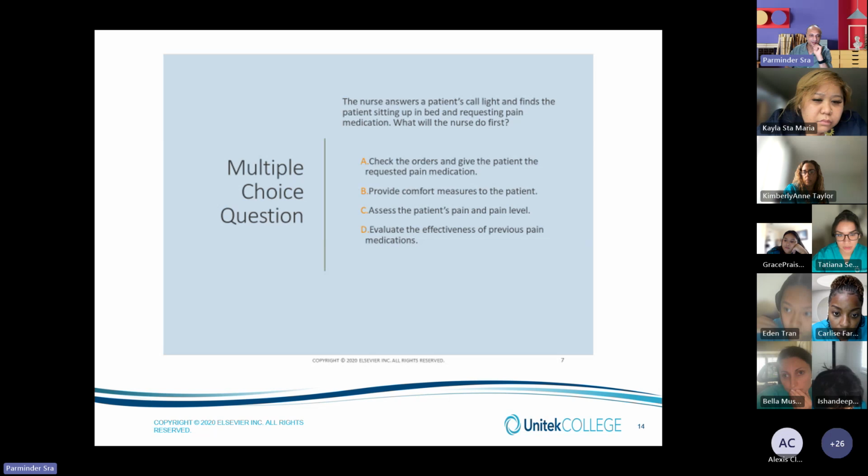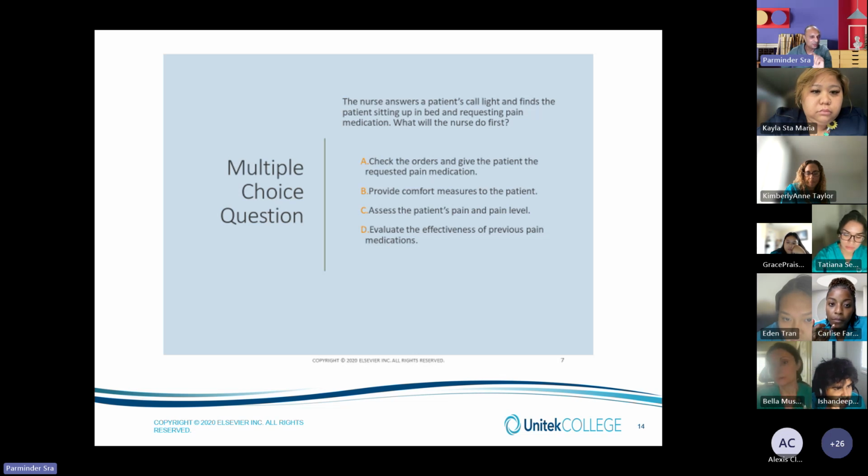Perfect, great, good job, guys. Proud of you guys. Yeah, C is the correct choice, and we all know why. Because of ADPIE, assessment is the first thing, correct? They're asking about the pain medication, but without knowing how severe the pain is, we don't know if the patient needs it or how much they need. Patient may have multiple pain medications, but which one do they need? We need to assess the patient first.